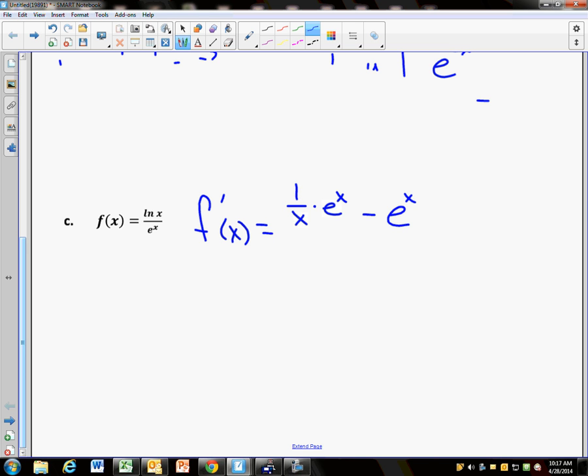Isn't that fun? Every time you take the derivative, e to the x just makes it feel good. It's just like, oh yay, it's e to the x. Yeah, well, times the natural log of x, over what? E to the x quantity squared. What is e to the x quantity squared? E to the 2x.